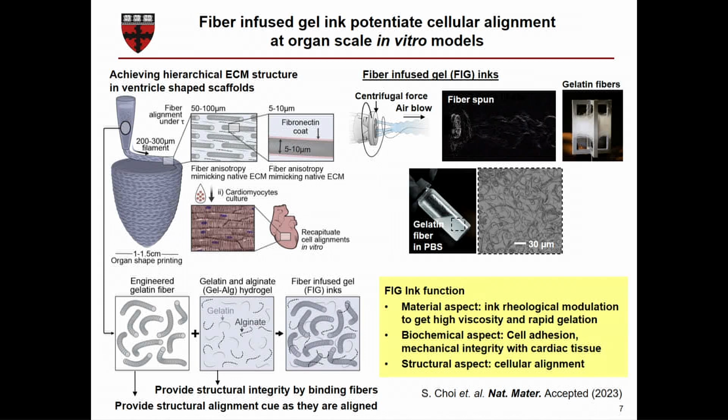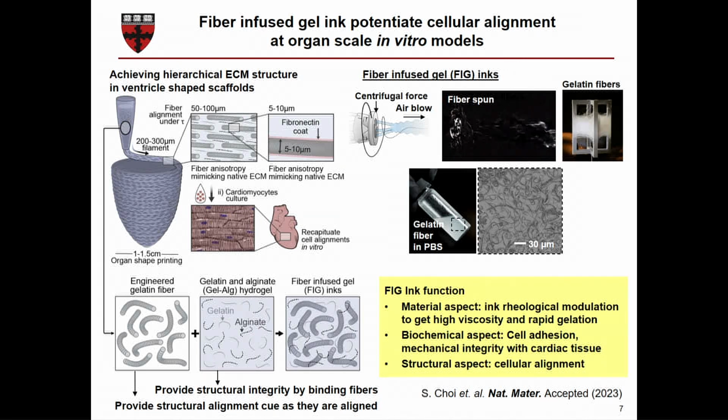So the idea we were thinking of is we can print the ventricle chambers like this, but we can still incorporate the fiber structure, so that the fibers align around these scaffolds, and this microstructure can guide the cell alignment. So what we use is gelatin fibers.